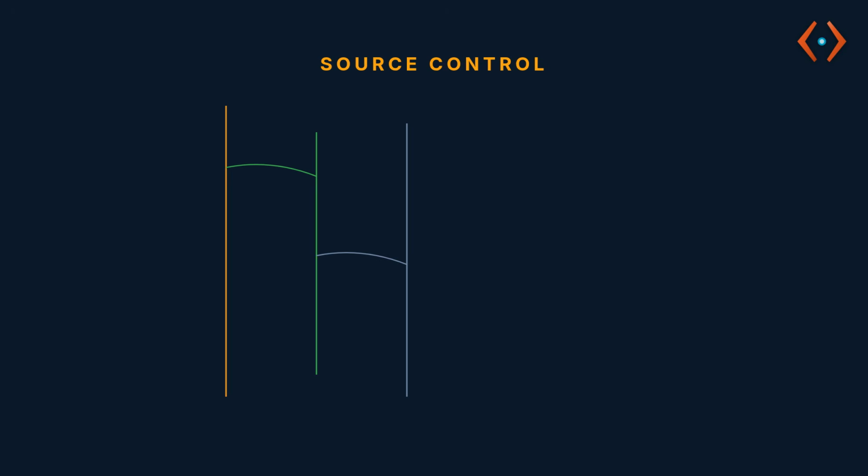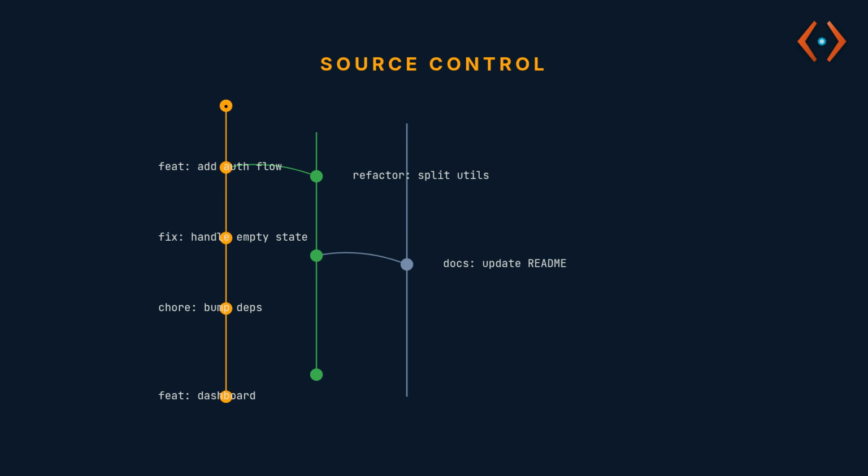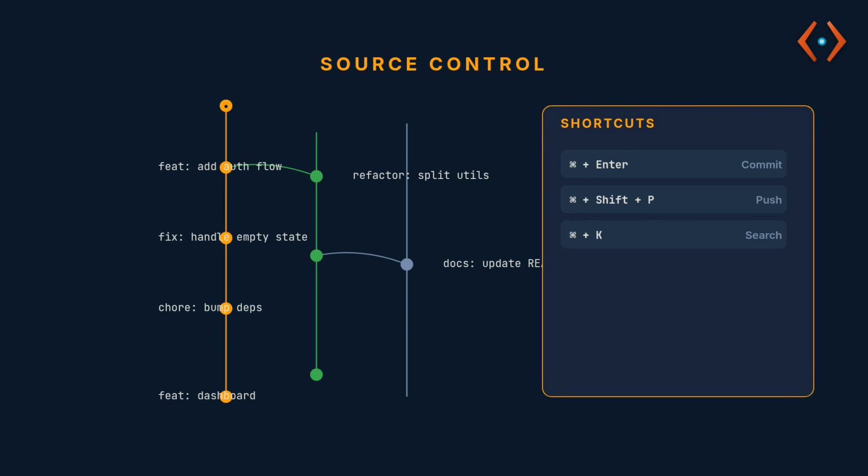There is a full source control panel too. Stage and unstage hunks. Commit with Control-Enter. Push with upstream awareness. The Git history includes a real commit graph with lane rendering for merges. You can search commits, filter by text, and click through to the remote page on GitHub.